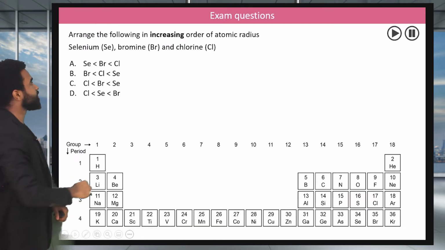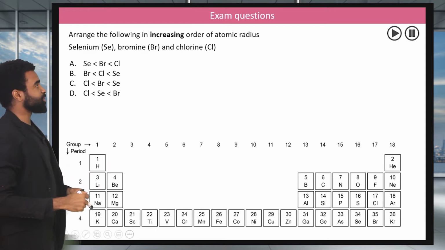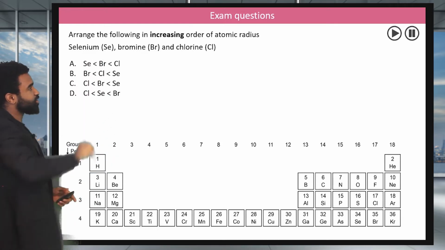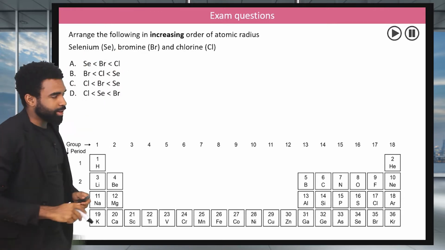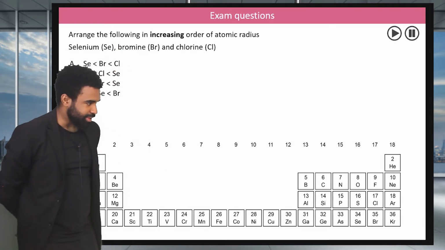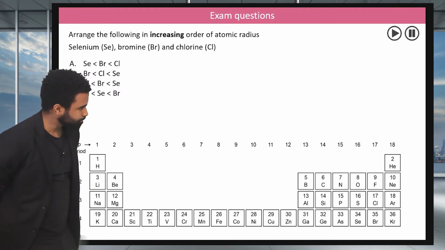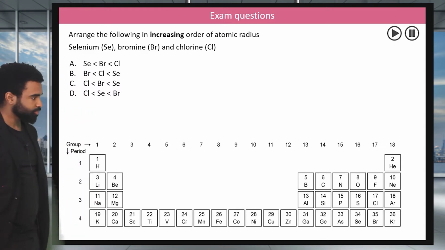Here's another one. For these, you need to do lots of problems, otherwise you'll never get it. Arrange the following in increasing order of atomic radius. We have selenium, bromine, and chlorine. Pause the video, try to do it. In a few seconds, I'll show you a clue.